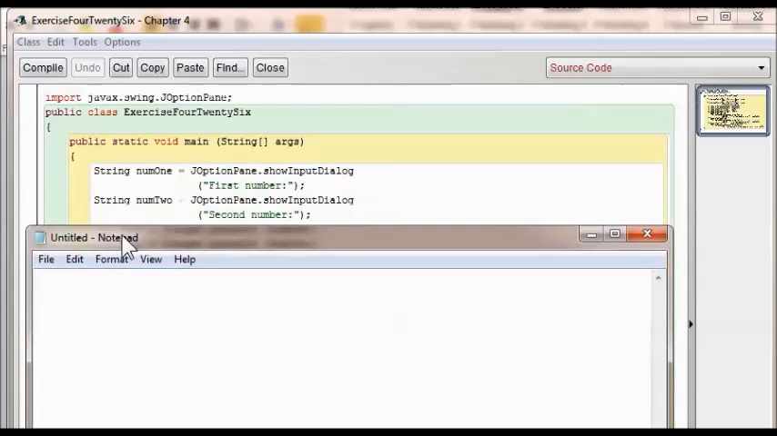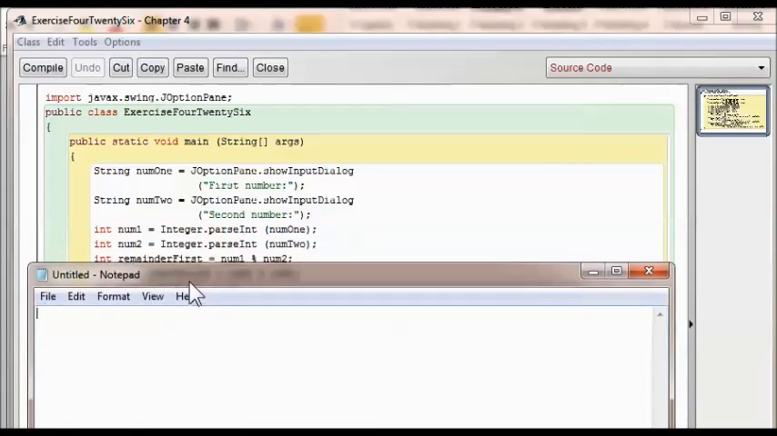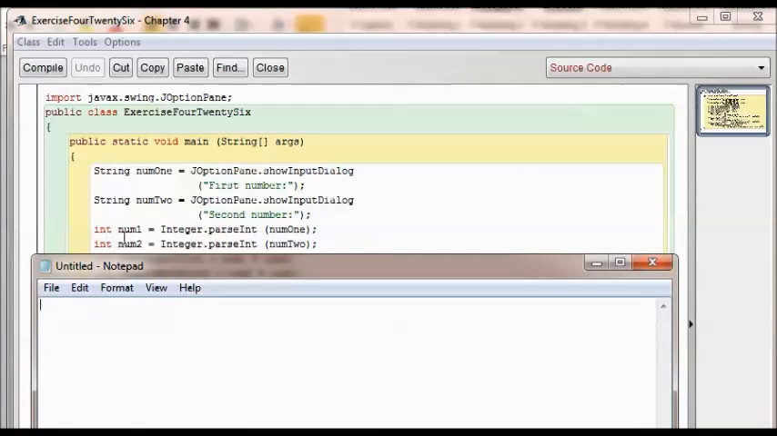Then I set up my first two strings. I had the user input the first number, and I had the user input the second number, and I called them String num1 and String num2. Then I declared num1 and num2 using Integer.parseInt.